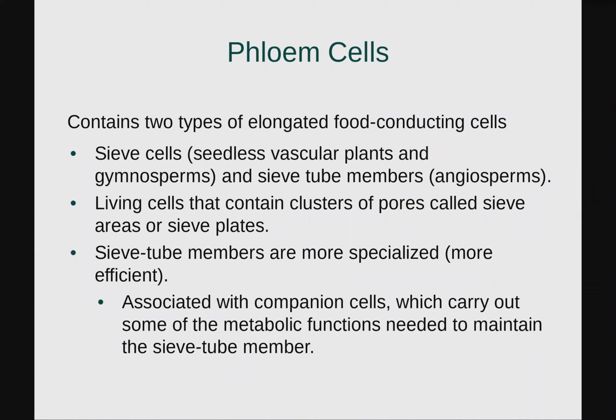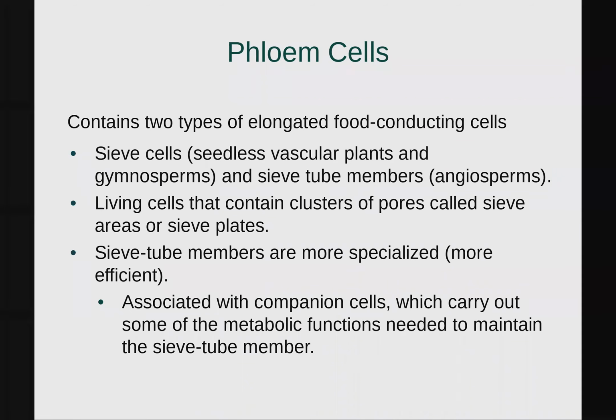Now we have our phloem. Phloem takes stuff from the top down to the bottom. Phloems have two types of elongated food-conducting cells. The first are the sieve cells, which we find, as we'll learn, in seedless vascular plants and gymnosperms, and sieve tube members, which we'll find in angiosperms. We'll talk about what these groups are later in this lecture, but you only find them in certain types of plants.